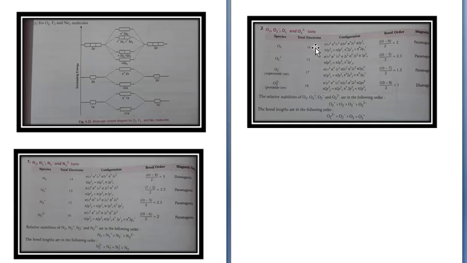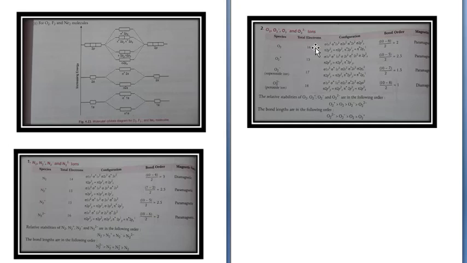In O2 plus, they have lost one electron. One electron has been lost from the outermost, which is pi asterisk 2pz1. So the number of electrons in bonding will remain the same, 10. But in anti-bonding, 1 has been lost, so it becomes 5. 10 minus 5 upon 2, bond order becomes 2.5. But still in anti-bonding 2py there is only a single electron, so the nature is paramagnetic.